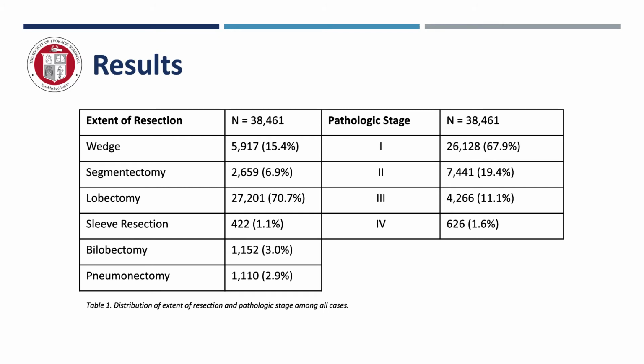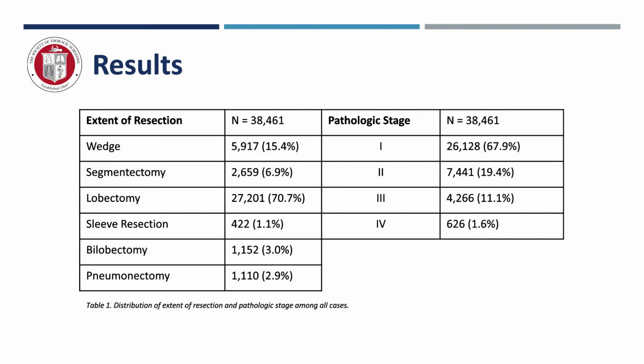This slide shows the extent of resection for all cases included in the model. There were 38,461 pulmonary resections included. The majority of cases were lobectomies at 70.7%. 15% of cases were wedge resections, 7% segmentectomy, 1% sleeve resections, 3% bilobectomies, and approximately 3% pneumonectomy.